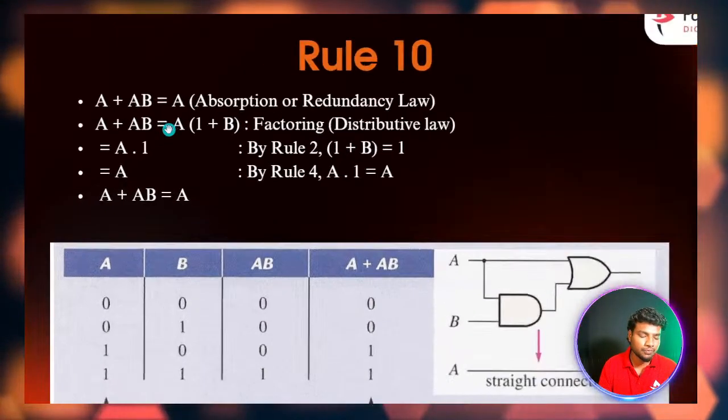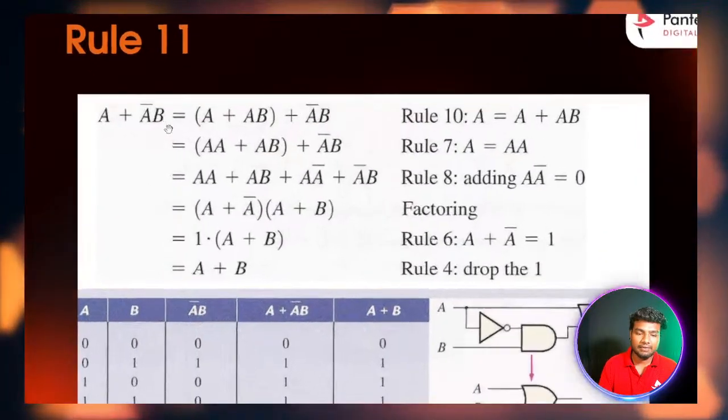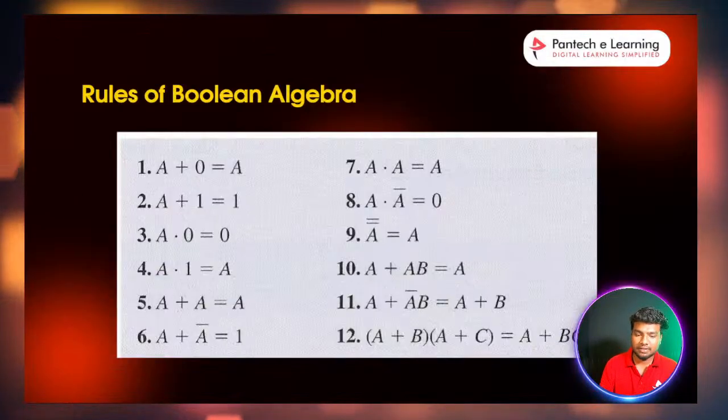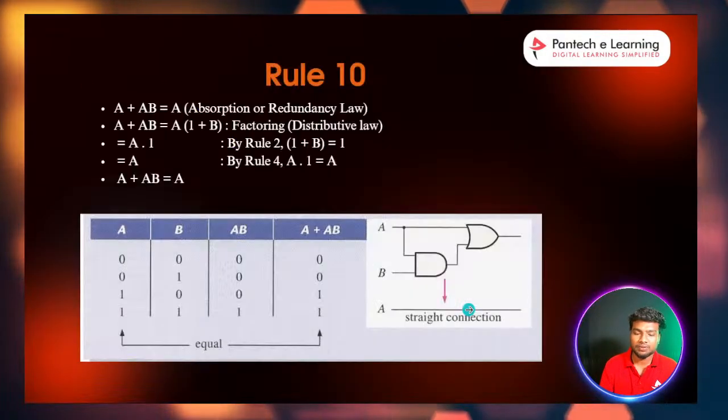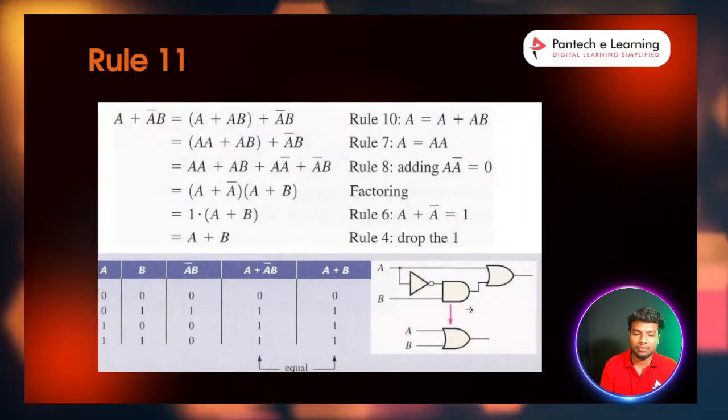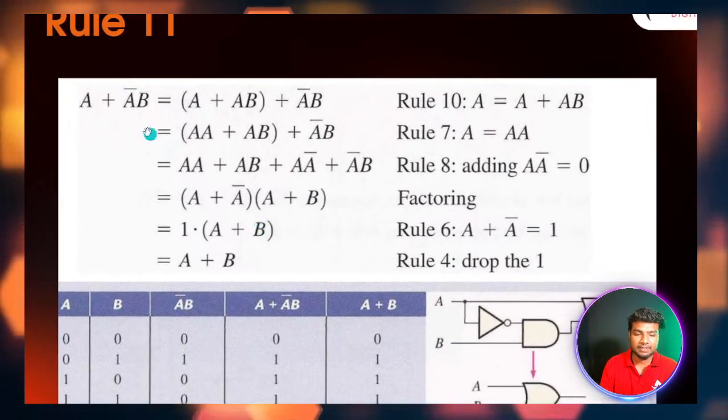Is it clear for you? That was the 10th rule, so I will go to the 11th rule. The 11th rule is nothing but a plus a bar b equal to a plus b. So how can we do that? So a plus a bar b.